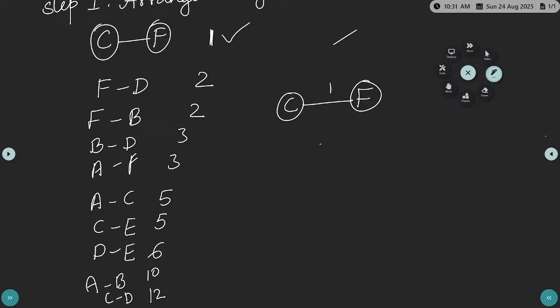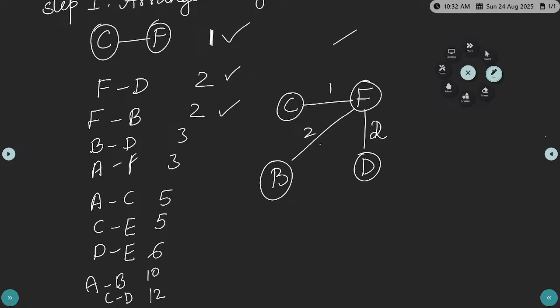What is the next edge? You are having either F to D or F to B. Select whichever you like. I am taking F to D. F to D I am taking, the least cost is 2. Then again, F to B, is it forming a cycle? No, that is a new node, right? I am taking F to B, the least cost is 2.